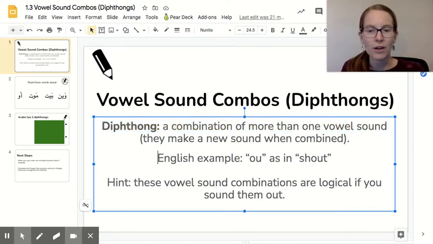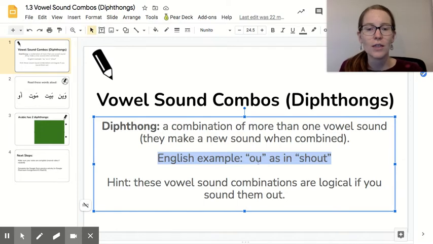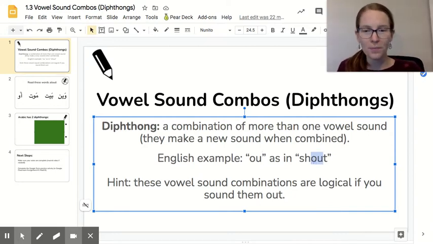And then you also might want to write down in your notes this English example. Okay, so an example of a diphthong in English, we have them in English too, is like the O and U together in shout, right? O and U separately make their own sounds, right? But then if you combine them, like in the word shout, they make the sound ow in shout, right?